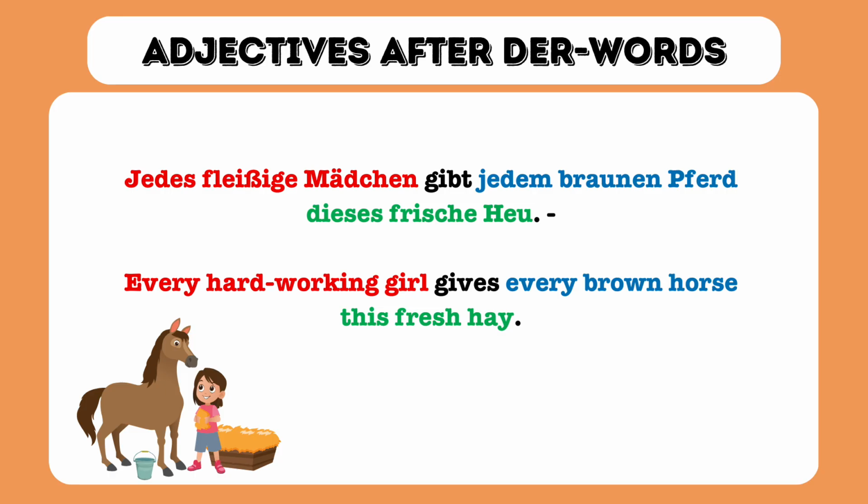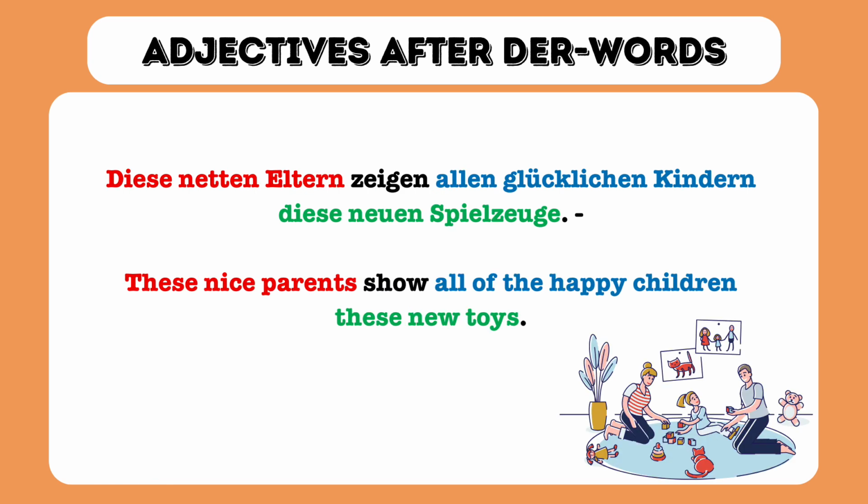This also gives us an S at the end of the article and an E at the end of the adjective. Dieses frische Heu. In the dative case, we have an M at the end of the article, jedem. And because we have the dative case, we also have an EN at the end of the adjective that follows. Jedem braunen Pferd. Jedes fleißige Mädchen gibt jedem braunen Pferd dieses frische Heu. Diese netten Eltern zeigen allen glücklichen Kindern diese neuen Spielzeuge.